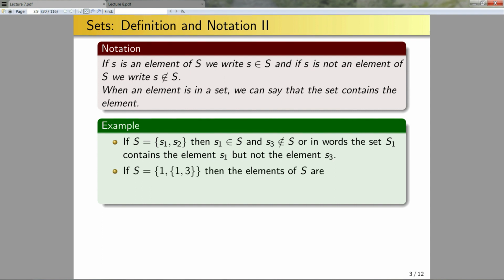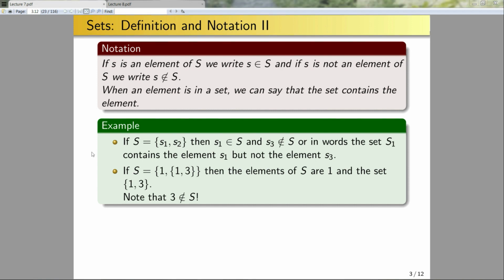Now for another example, if S is the set containing 1 and the set {1, 3}, then the elements of S are, so pause the video for a second and think about what the elements should be. Well, the elements will simply be 1 and the set containing 1 and 3. So notice here that explicitly 3 is not an element of S because 3 is not in S, right? It's the set {1, 3}. So this is a distinction that you need to be careful with.